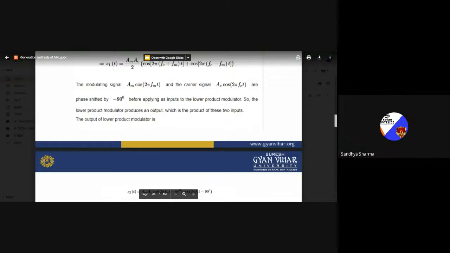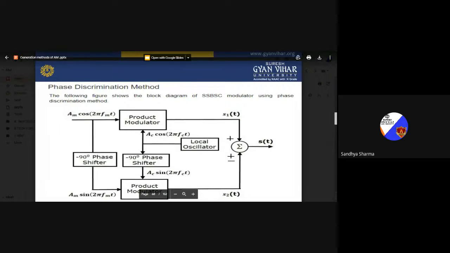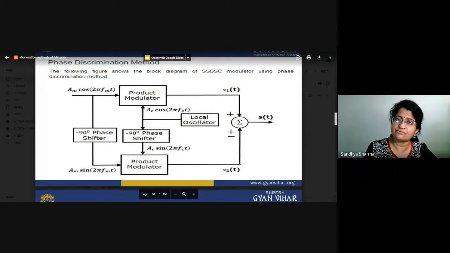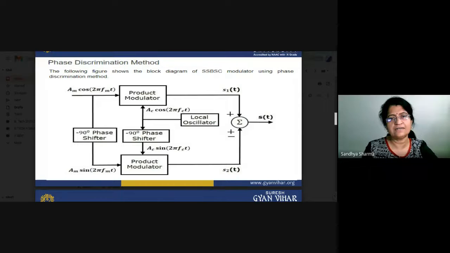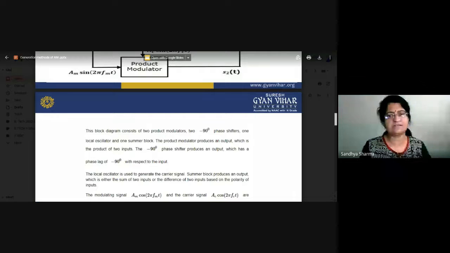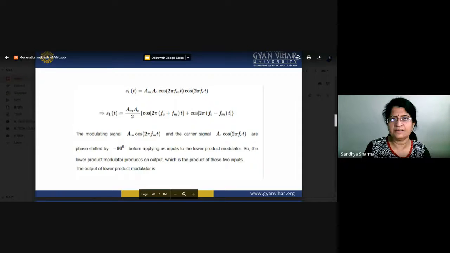Again, how can we calculate these s1 and s2? You can see in this diagram: these are the two product modulators, the upper product modulator and the lower product modulator. The output of the upper product modulator is s1(t), and of the lower product modulator is s2(t). Here we are multiplying Am cos omega m t with Ac cos omega c t, and here, after 90-degree shifting, we again multiply these two signals. Now you apply the formula 2 cos A cos B, so you can calculate cos of A plus B and A minus B.